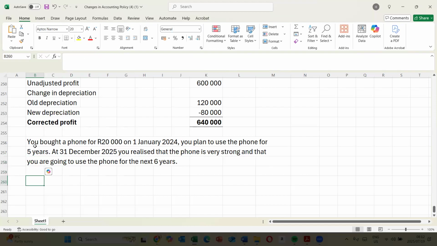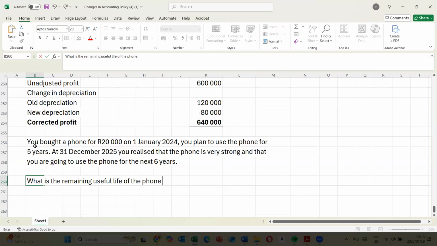Now, what is the remaining useful life of the phone on 1st of January 2025? We can agree that if you plan to use the phone for the next 6 years on 31 December 2025, do you agree with me that your phone is left, on 1st of January 2025, with 7 years?